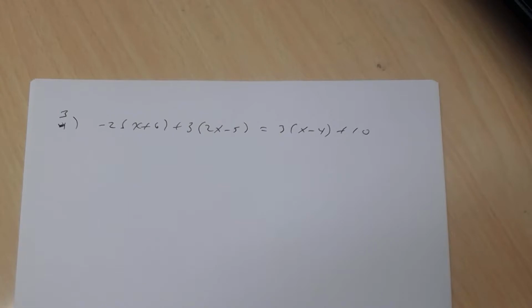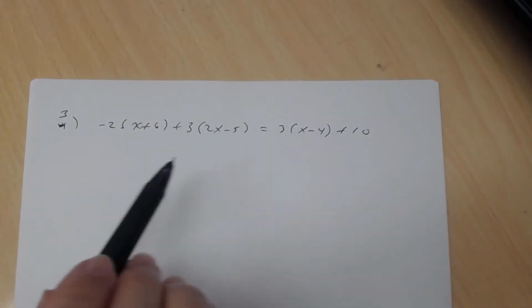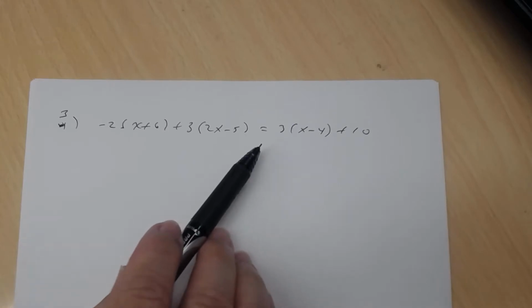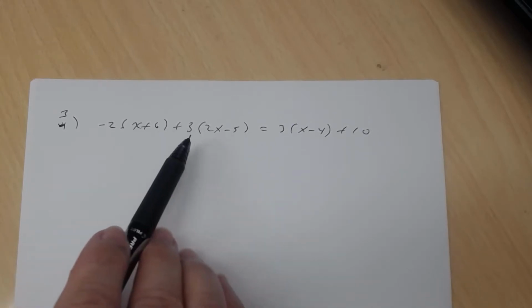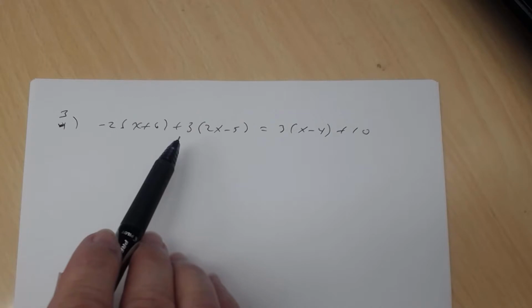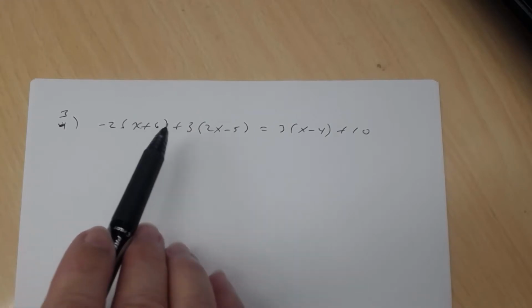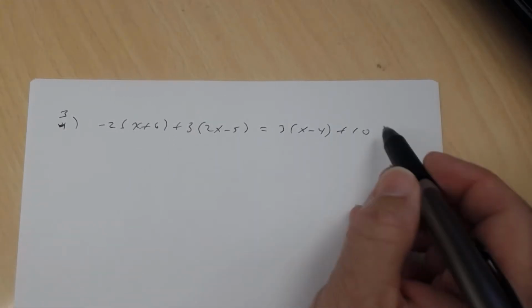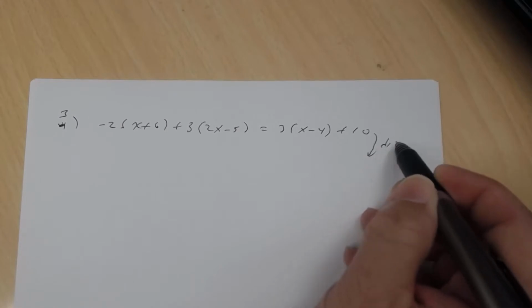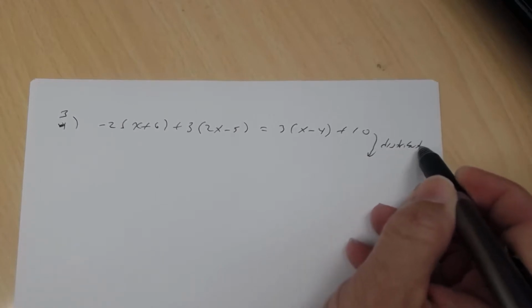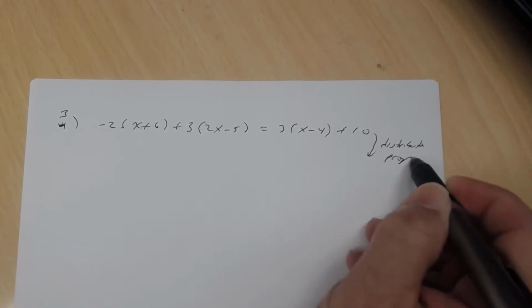Suppose we have that. Notice I have 3 sets of parentheses. Remember, the first thing you want to do, since I have parentheses, is use the distributive property to get rid of the parentheses. To go from here to here, I'm going to use the distributive property first.